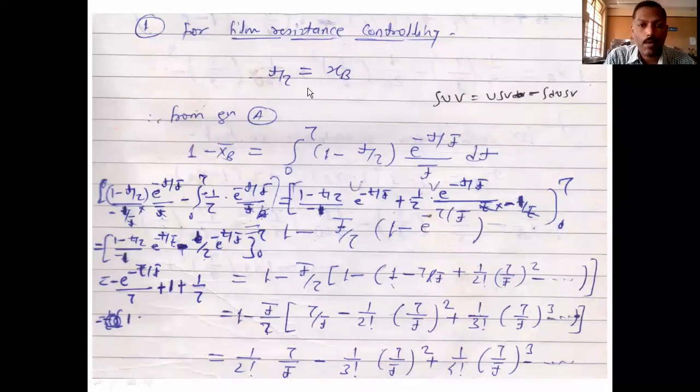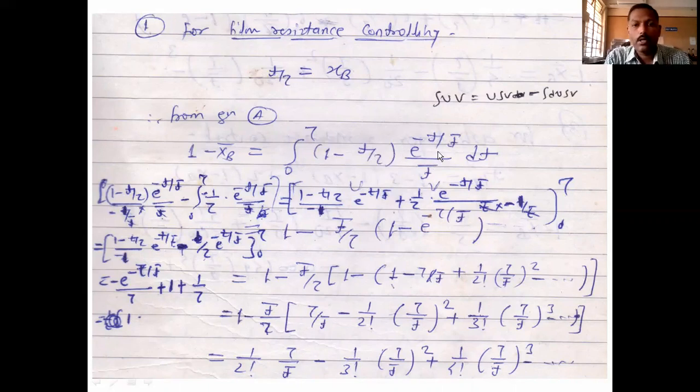Suppose the gas film resistance controlling step is there. What is the relation of time and conversion? That is T upon tau equal to xB. Already we have seen this. So in the above equation A we write 1 minus xB bar equal to the integral from 0 to tau of 1 minus xB, where xB is T upon tau, so 1 minus T upon tau, times e raised to minus T upon T bar into dt.